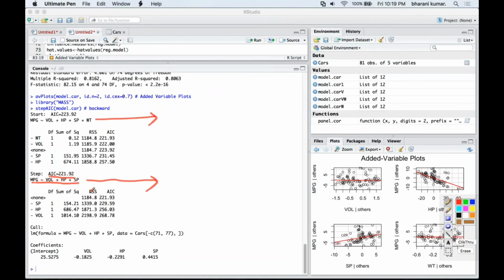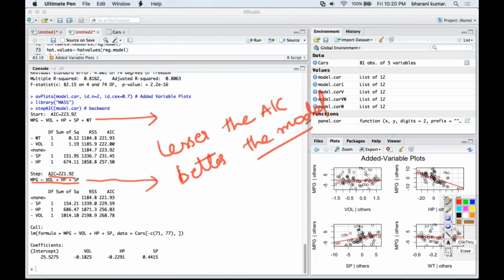So which model do I need to choose? The lesser the AIC value, the better the model. Clear? So you'll probably go with this model and say, congrats, we have completed the model.